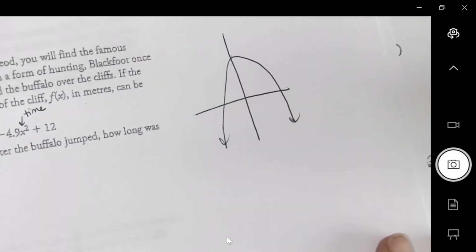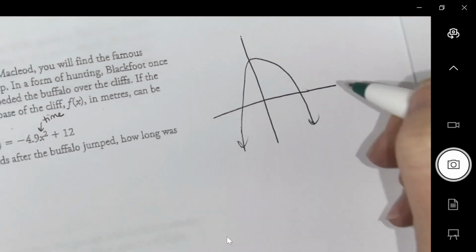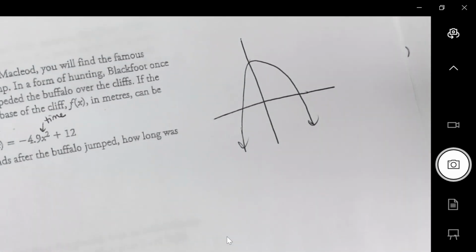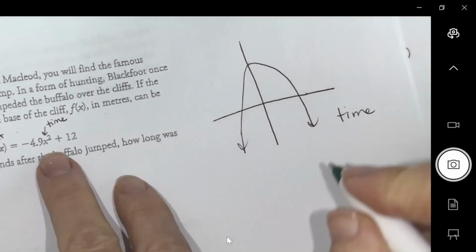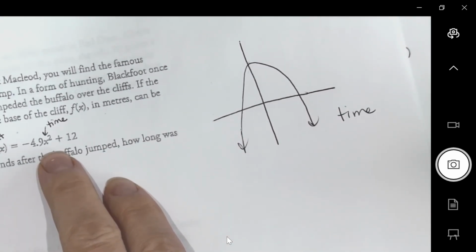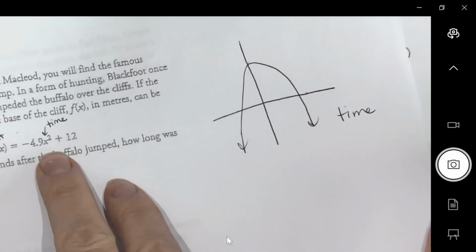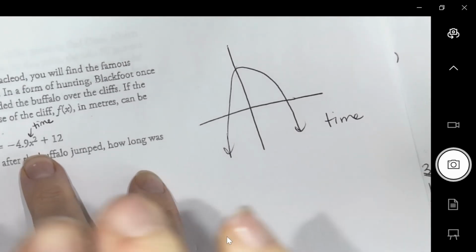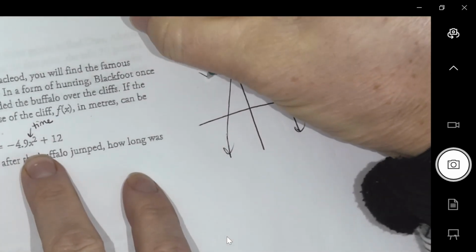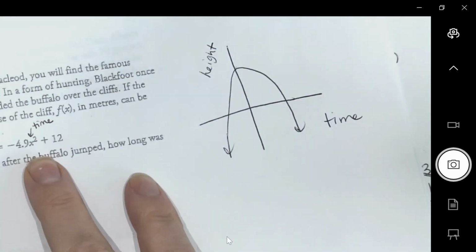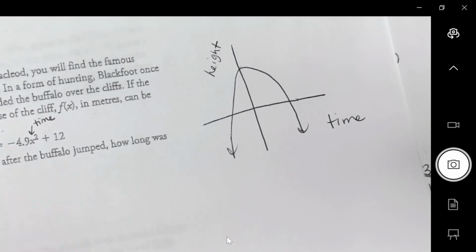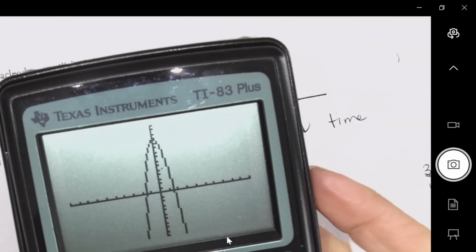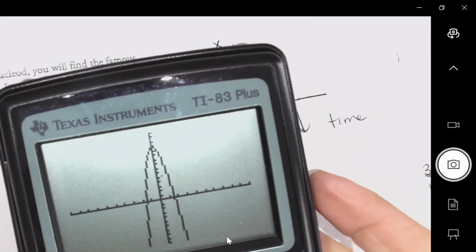Okay, so I'm looking at a downward parabola. This is what I'm looking at on my screen. Wait, did you say negative 4.9 x squared plus 12? Yeah. Are you not looking at your paper? Where's time going? What is time from? Time is the time that's elapsed, is our x variable, and our y variable is height. Oh, okay. Sorry, that confused me. Okay.